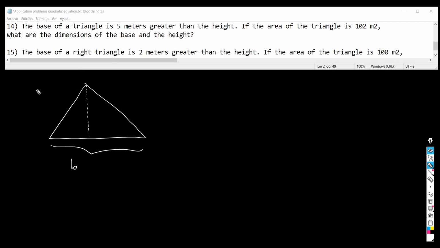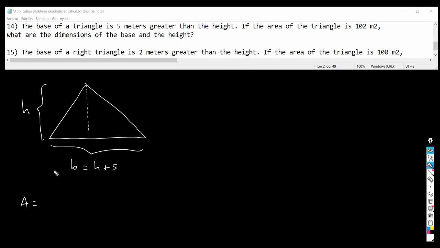So if I say that this is the height, that makes all of this equal to h plus 5, according to this sentence. The base of the triangle is 5 meters greater than the height. And then they tell me if the area of the triangle is 102 meters squared, what are the dimensions of the base and the height?